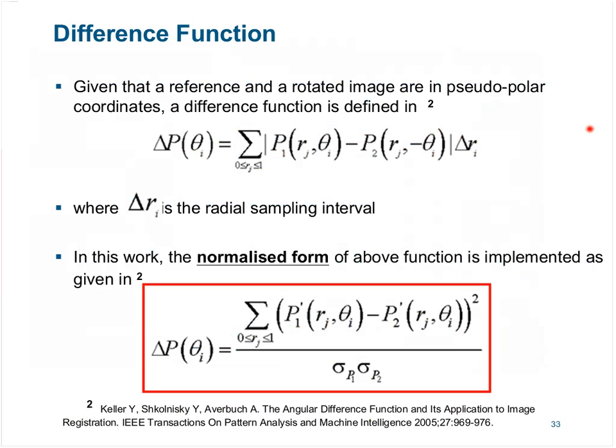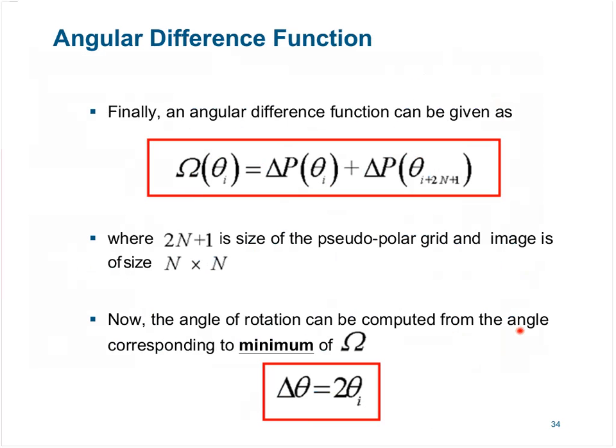There's another reference for looking at the details of the derivation of this equation, but the simple idea is that you could subtract the two pseudopolar coordinate systems, and you could get the amount of rotation, and it was coming out like this.